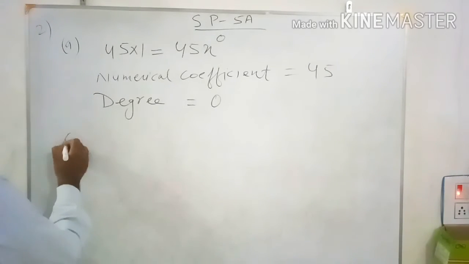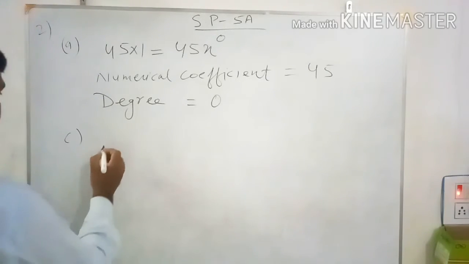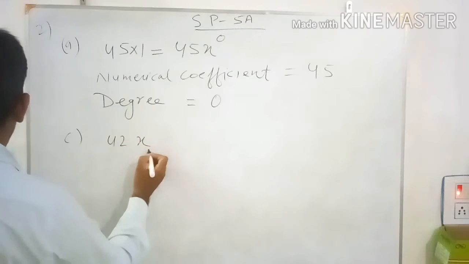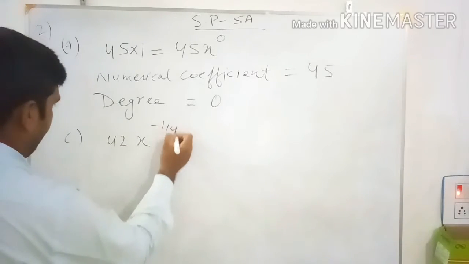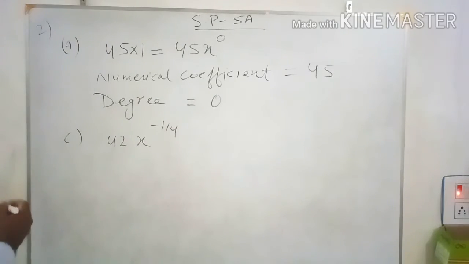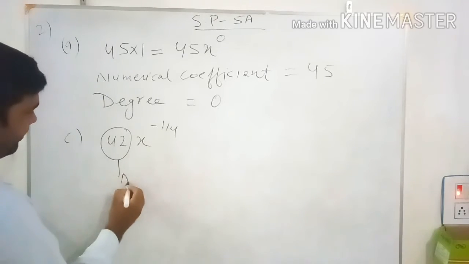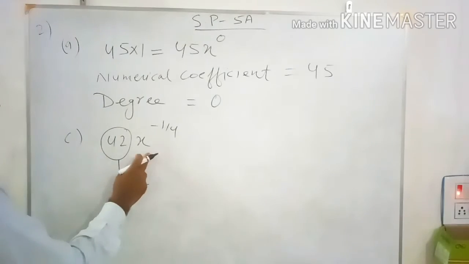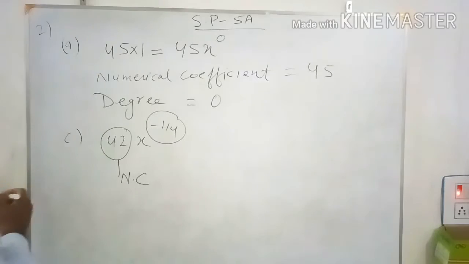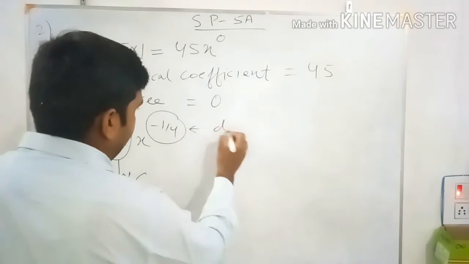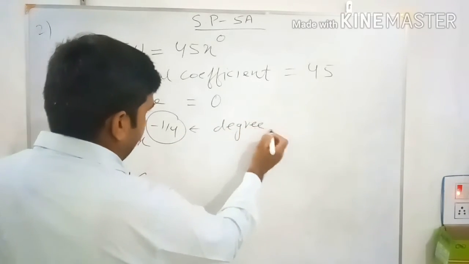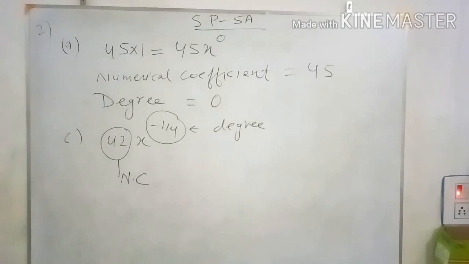Now we see C: 42 x to the power minus 1 by 4. In this also, the numerical coefficient is 42. This is the numerical coefficient, and minus 1 by 4 is the degree. Whatever the power is, that is called the degree. So minus 1 by 4 is the degree.